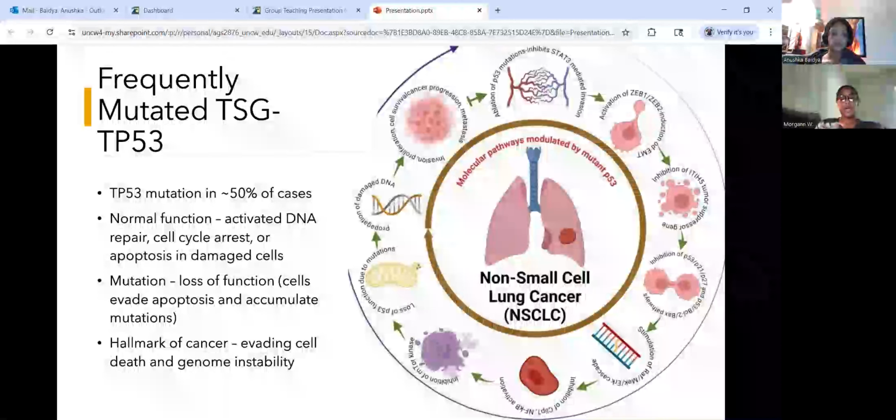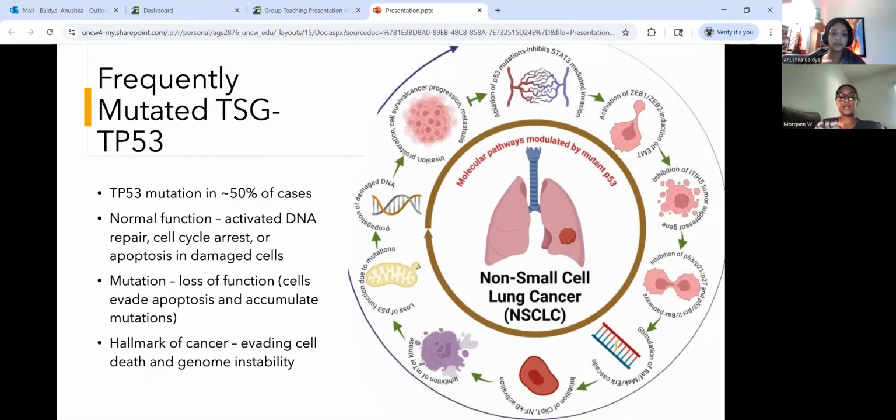So just a little information about TP53. The normal function of the TP53 gene is to activate cell repair. It also can arrest or stop the cell cycle. And then it can also initiate apoptosis, which can get rid of damaged cells. The TSG TP53 is a quality control protein. So its main job is to detect DNA damage and to ensure the quality of a specific protein.